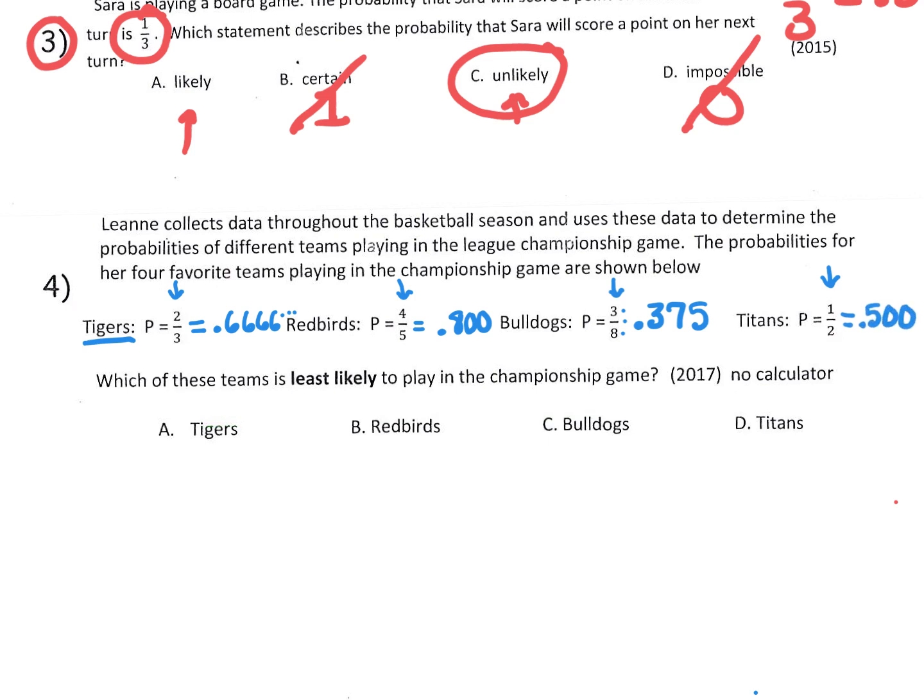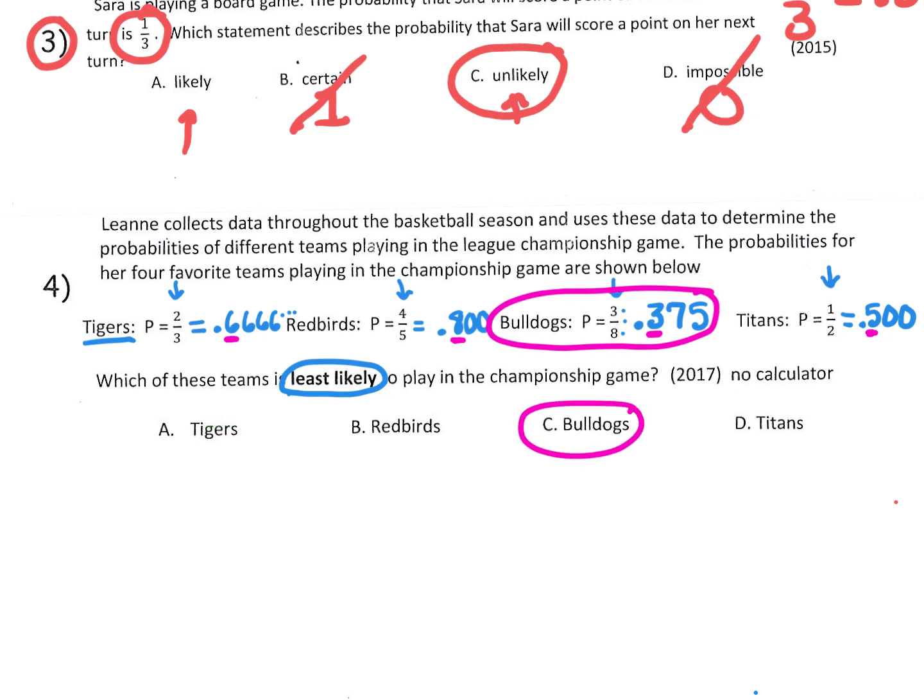As we compare these teams, which is least likely to win? Well, let's start in the tenths place. This is a 6, this is an 8, this is a 3, and this is a 5. The team with the least likely chance is the Bulldogs, letter C.